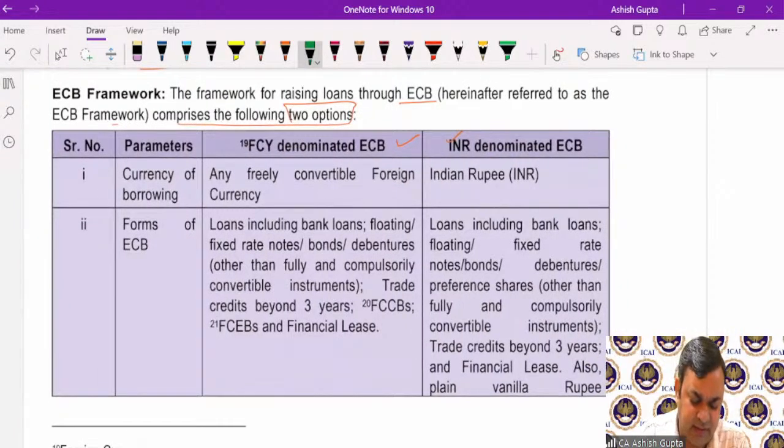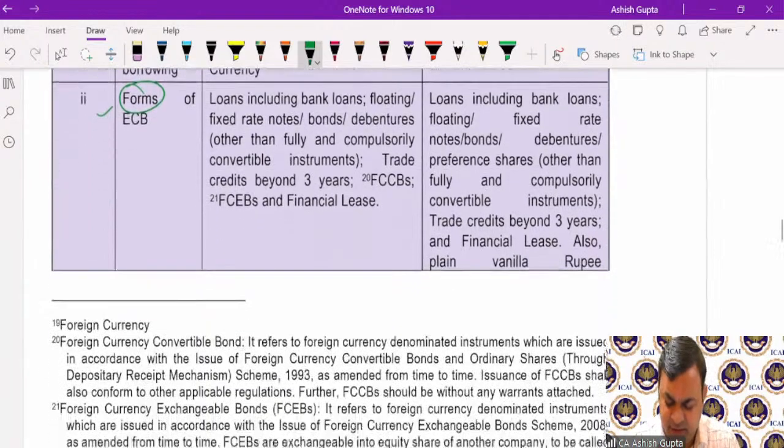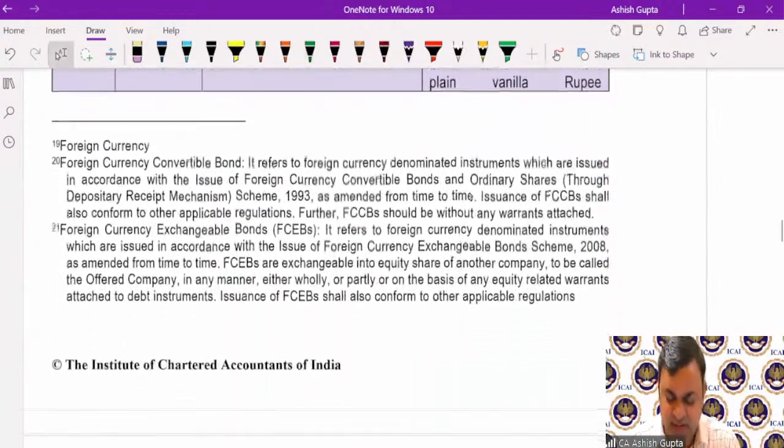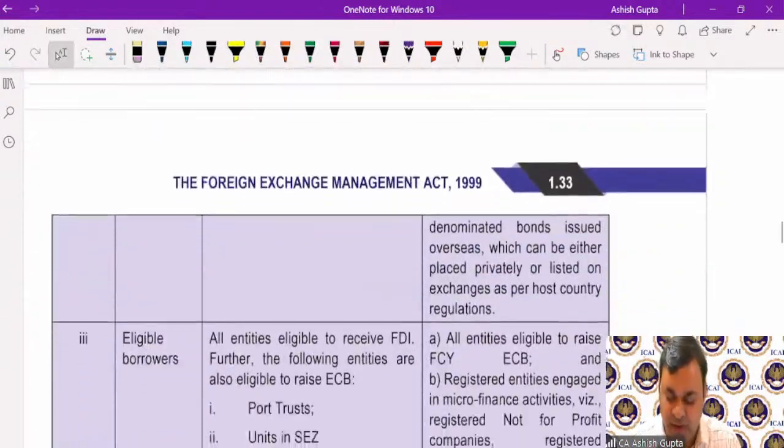Okay, so these are the first 2 points. First is currency of borrowing and second is form. So in which currency you are going to take that ECB, and in which format. So these are the 2 points, currency and form. Okay. I think the first and second points are clear. Plain vanilla bond, you can refer to your FM part.